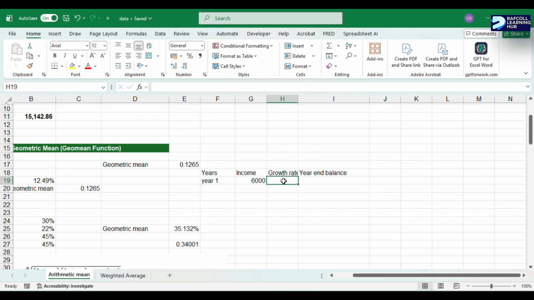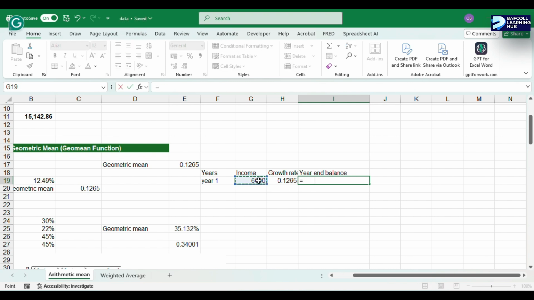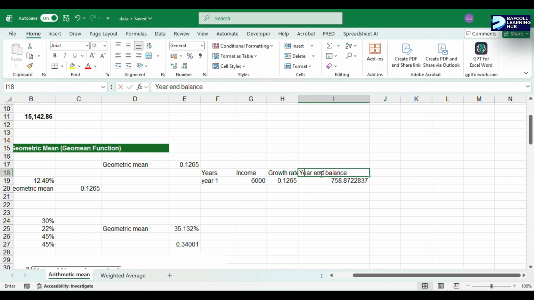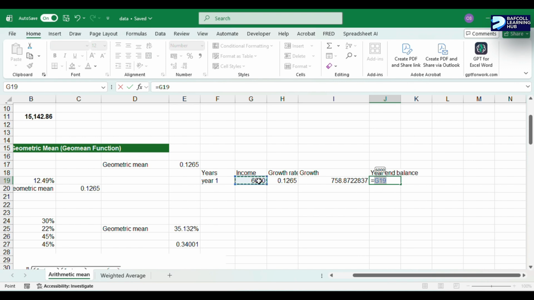The growth rate is equal to this over here. To get the year end balance, we just multiply the income by the yearly growth rate. So that will be equal to this multiplied by this. So this will be the growth. Then this will be the year end balance, which will just be equal to the income plus the growth.